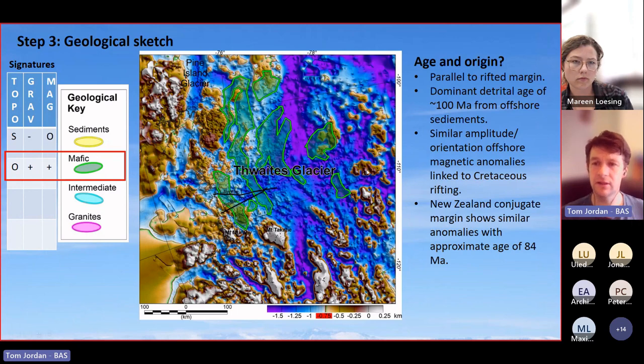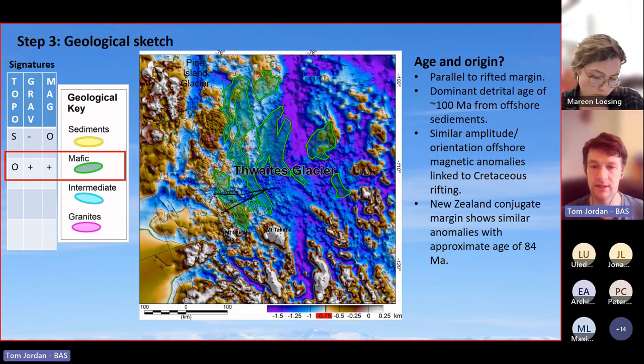So although the ages don't precisely agree, the setting of a highly magmatic rift during breakup between New Zealand and West Antarctica seems to be fairly consistent on both sides of the conjugate margin. So we think these are a Cretaceous feature.